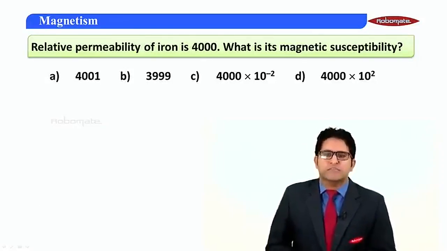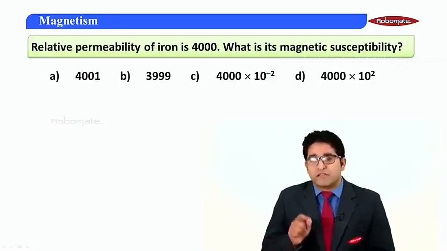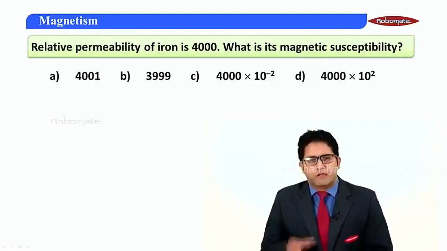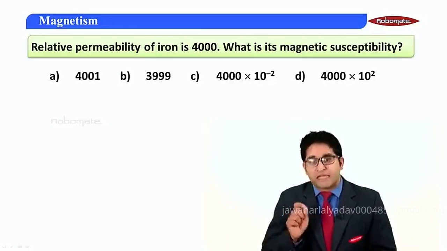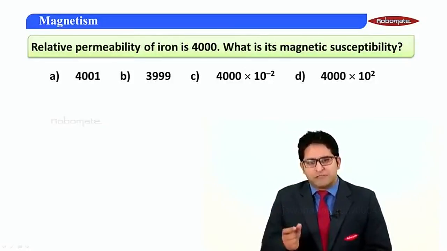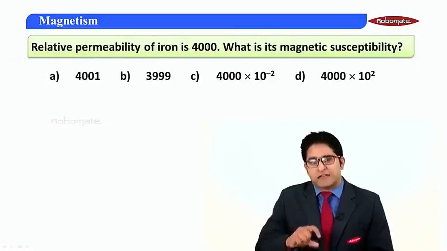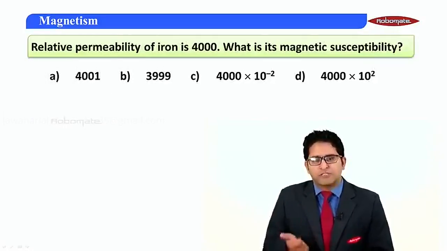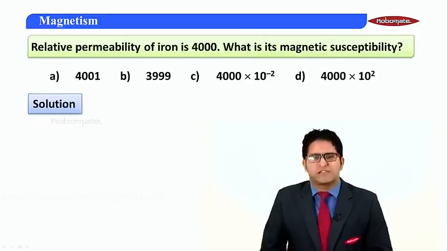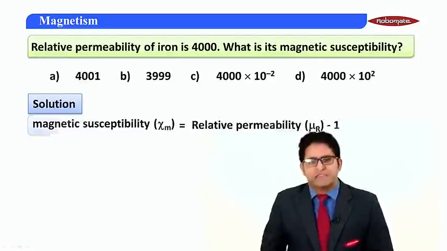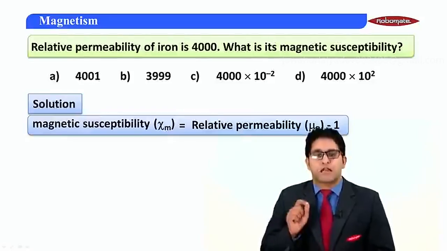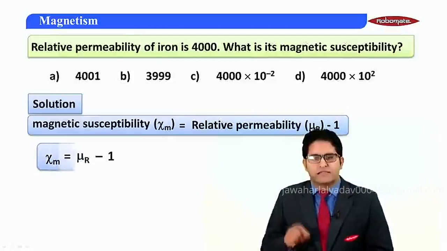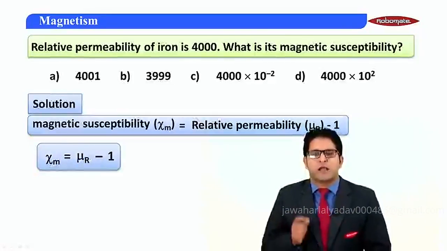Now students, in this particular case, we are provided with relative permeability, which is given by symbol mu r. And what we need to find? We need to find magnetic susceptibility. That means we need to use the relation between relative permeability and magnetic susceptibility. Do we know such a relation? Yes, and the relation is magnetic susceptibility xi m is equal to relative permeability mu r minus 1. Therefore, I can write xi m is equal to mu r minus 1.